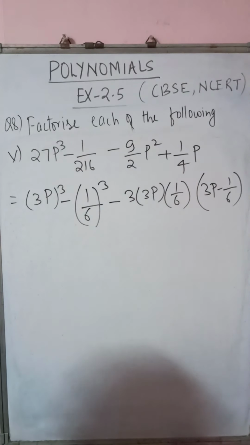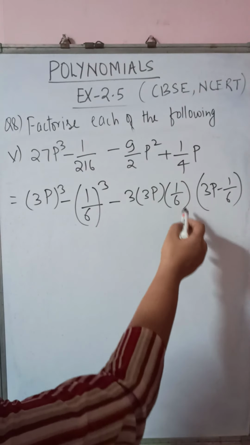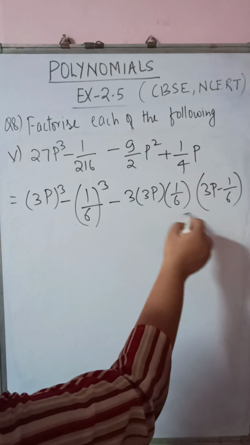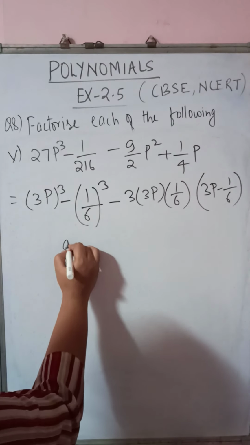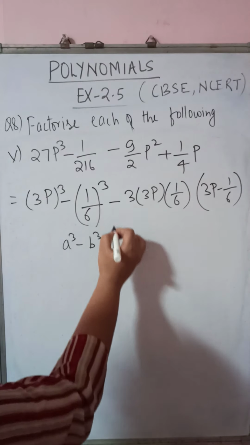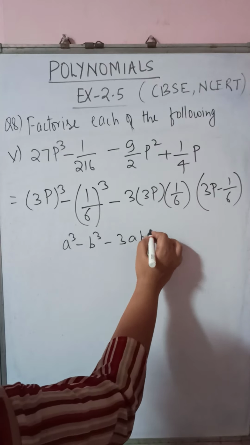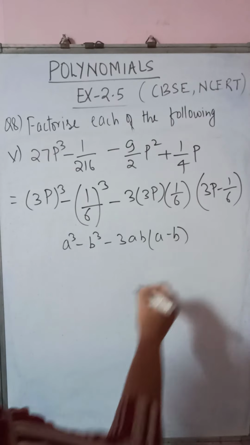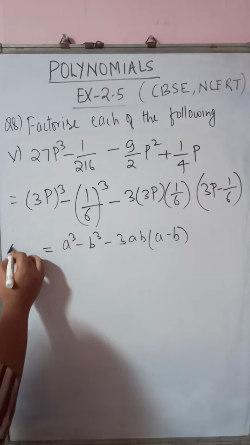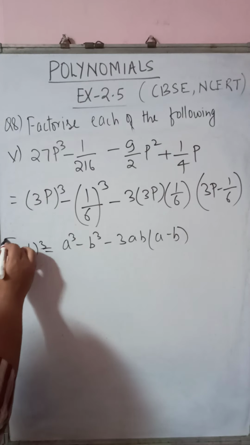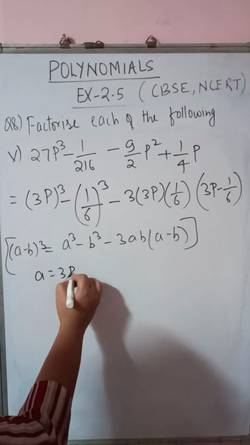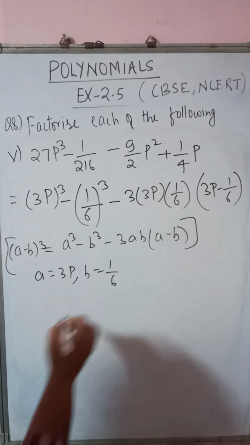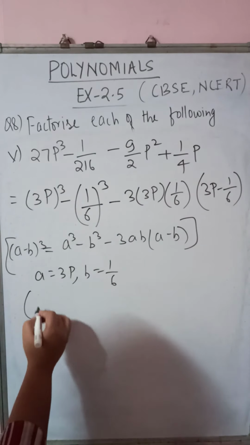Similarly, this 3 by 2 into 1 by 6, when you solve everything, you will get 1 by 4p here. So this is the expanded form again. a cube minus b cube minus 3ab into a minus b is the expanded form of a minus b the whole cube. So a is 3p and b is 1 by 6. So what will you write this as?